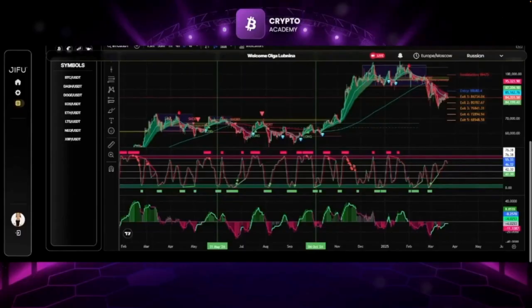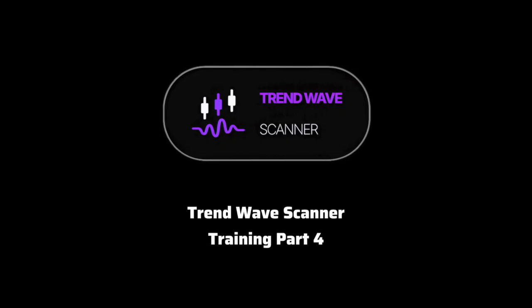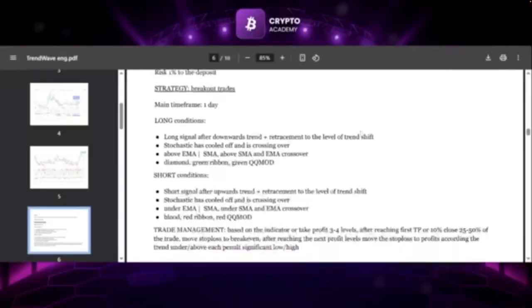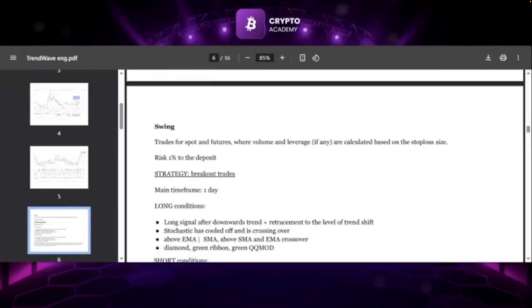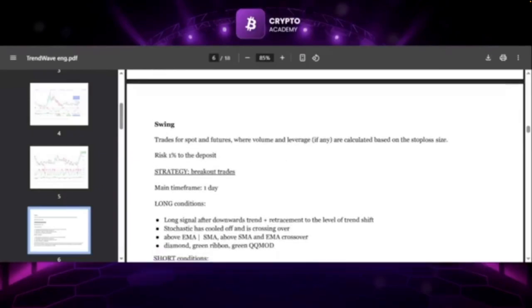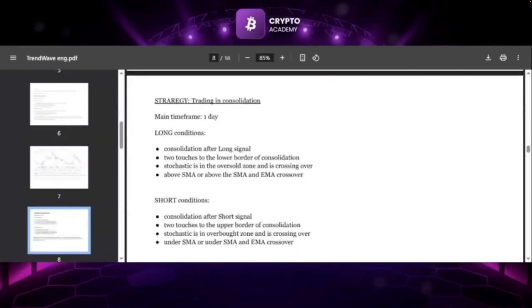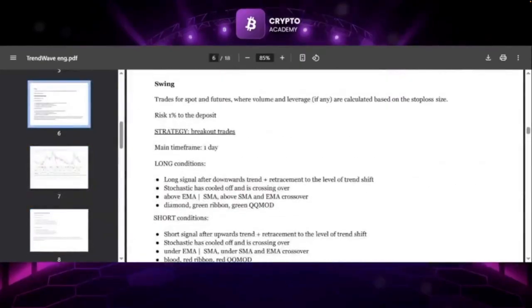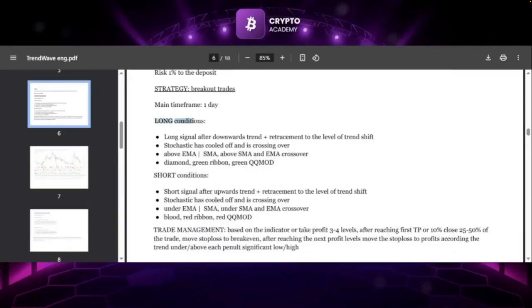This strategy is quite simple. Make sure you analyze more examples on the chart and follow the instructions. In this training, we'll discuss swing ideas, breakouts, and consolidational trading. The instruction also specified the corresponding risk, working time frame, and conditions for considering the idea for long or short.